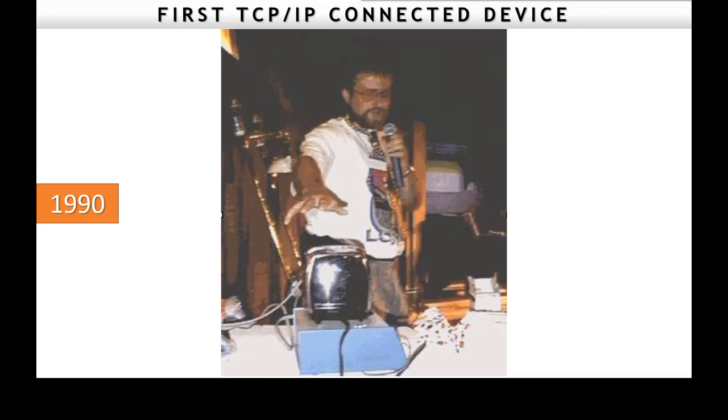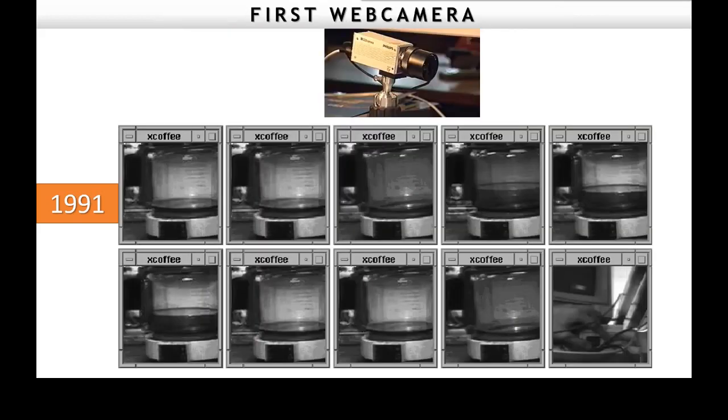As you can see here, he was able to keep those breads in the toasting machine for X amount of minutes, and he was able to control that from the internet. So that was 1990. Then we have the first camera, the first web camera, in 1991.